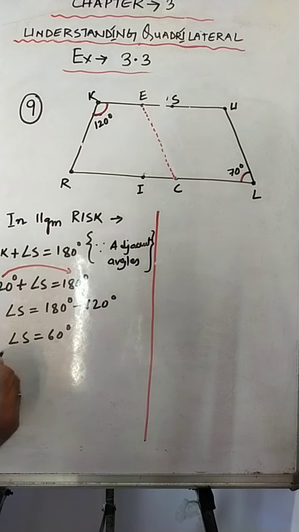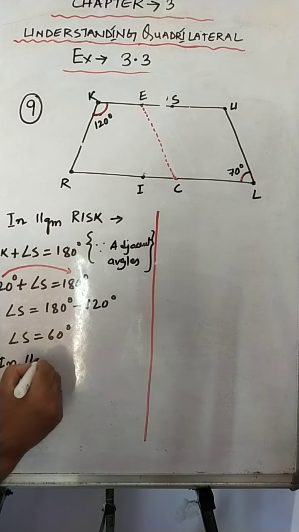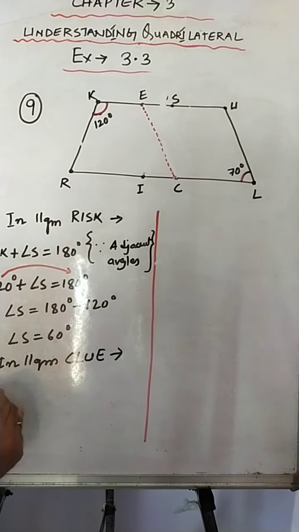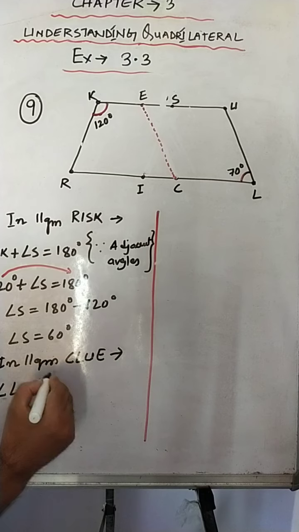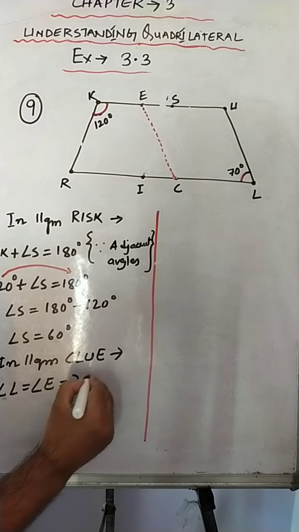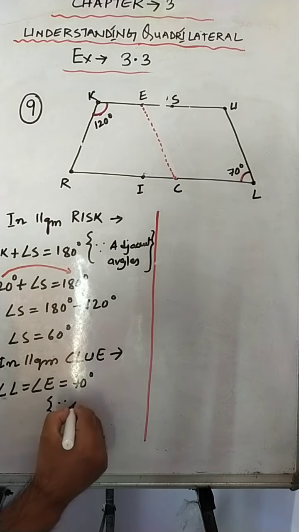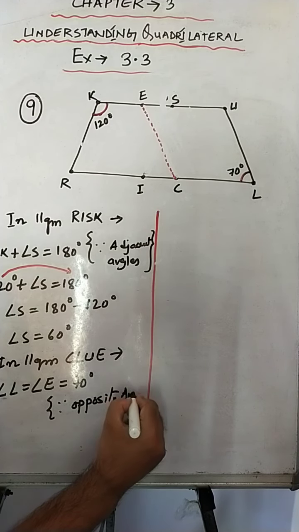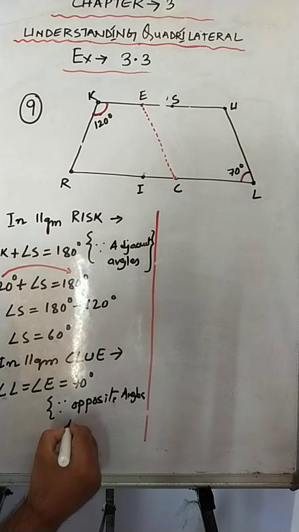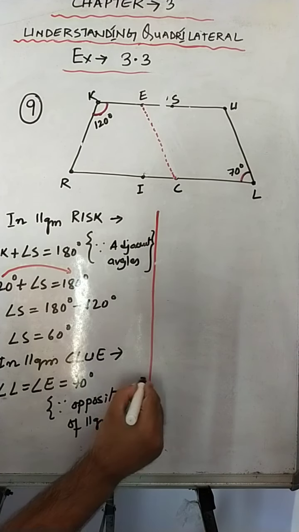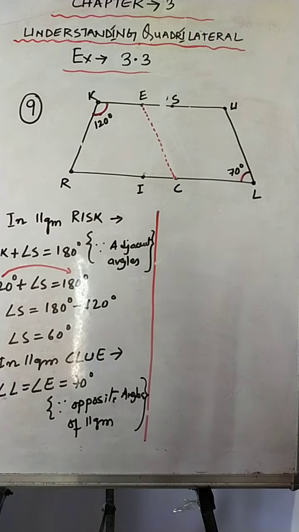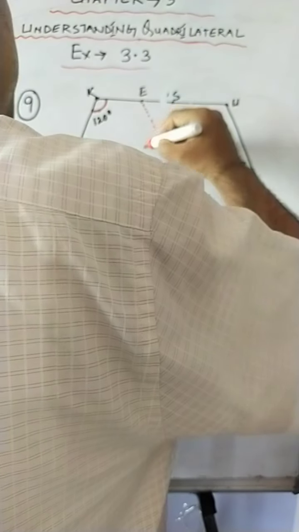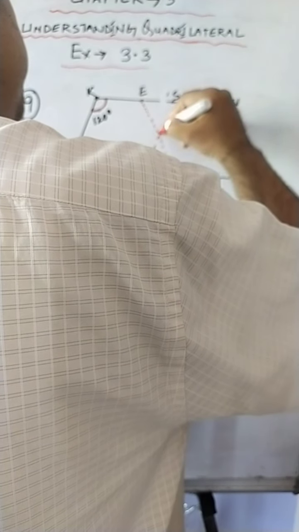So you will write, in parallelogram CLUE, angle L is equal to angle E, that is equal to 70 degree. And why am I saying this? Since these are opposite angles of a parallelogram. So we know that in a parallelogram the opposite angles are equal. Fine. So now once we have done with this part, I will draw the two lines again.